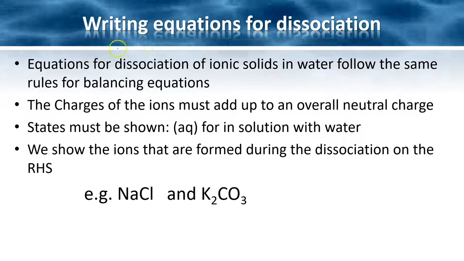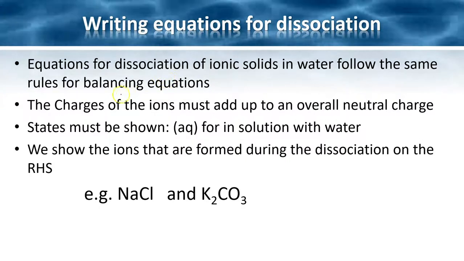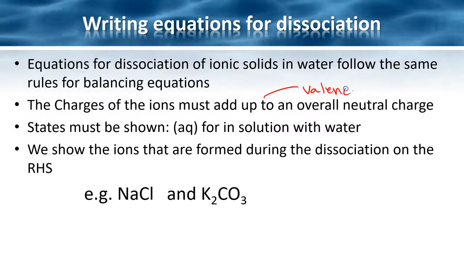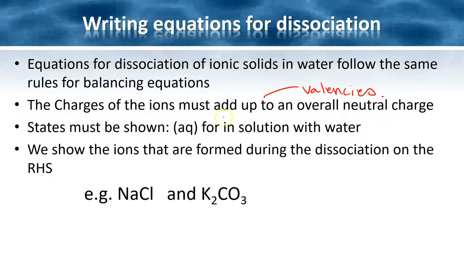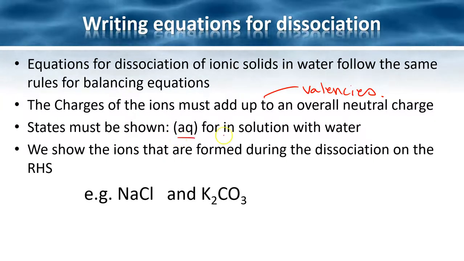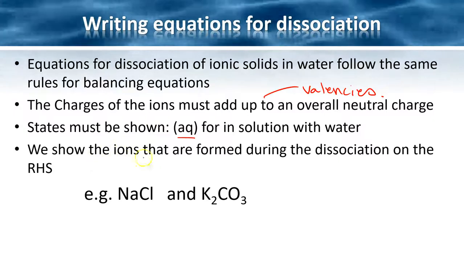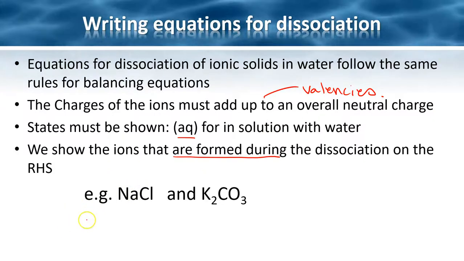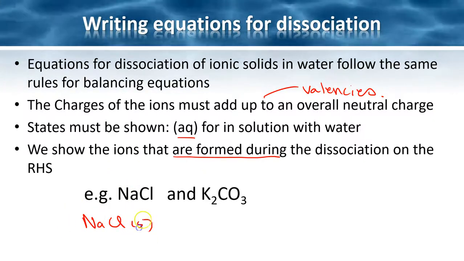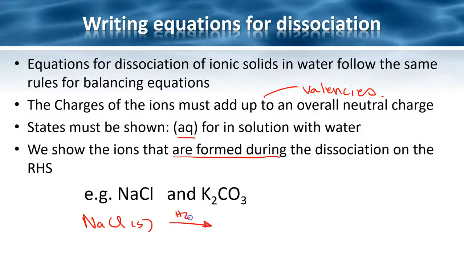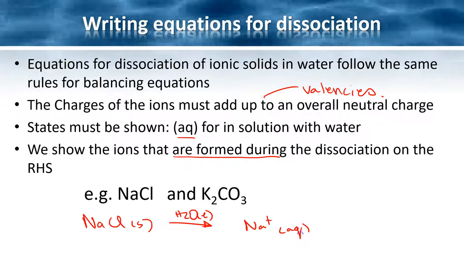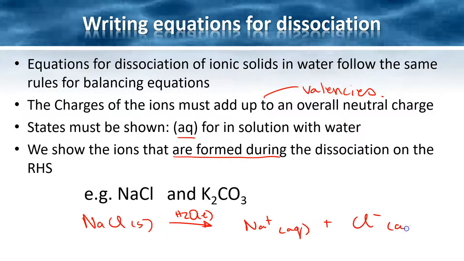Okay, so this is just one last little bit of writing equations for dissociation. The equations for dissociation of ionic solids and water follow the same rules for balancing equations, so we need to make sure they're balanced. The charges of the ions must add up to an overall neutral charge, so you must know your valencies. You need to have these memorized by now. States must be shown after the dissociation as aqueous, and we show the ions that are formed during the dissociation on the right-hand side. So if we were to look at sodium chloride, we would start with sodium chloride solid, H2O over the arrow will form Na+ aqueous plus Cl- aqueous.